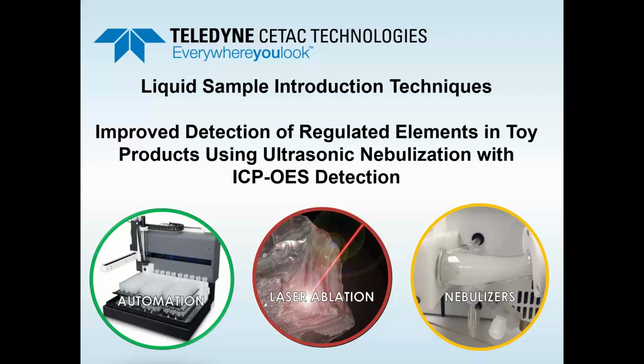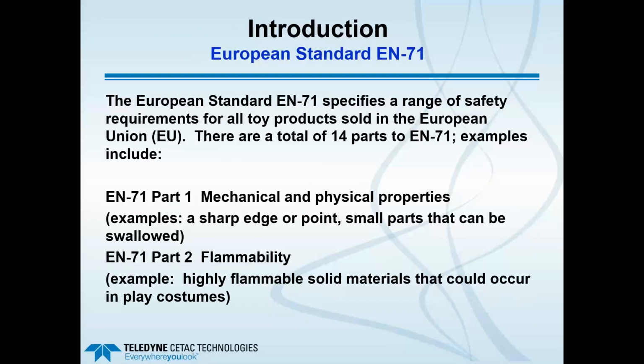Thank you very much for the introduction, Shelley, and thank you everyone for attending today. Today's topic is quite interesting, especially as we approach the holiday season: improved detection of regulated elements in toy products using ultrasonic nebulization with ICP-OES detection. This concerns the European standard EN71. EN71 specifies a range of safety requirements for all toy products sold in the European Union. There are a total of 14 parts to EN71.